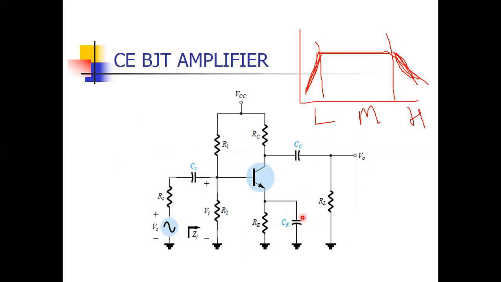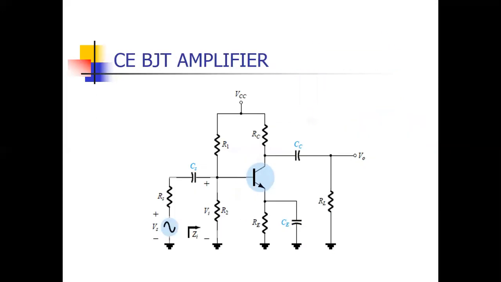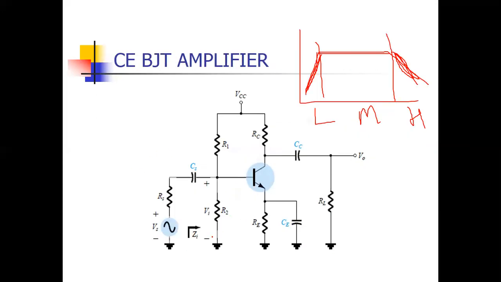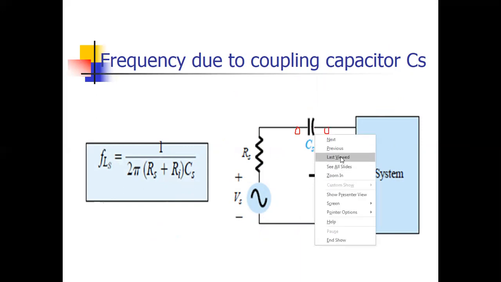Next, first let's calculate the frequency for the input side. So the circuit will be like this. This is the input circuit and this is your source, with Cs. There is some resistance across the system, that is Ri. So if we find the frequency across this capacitance, both resistances will be in series.